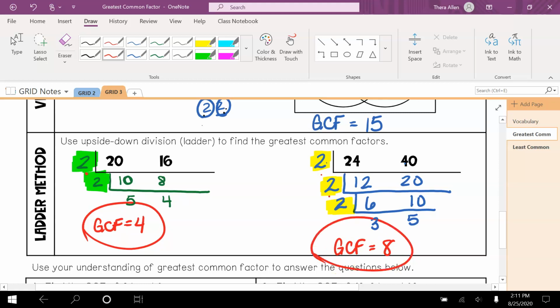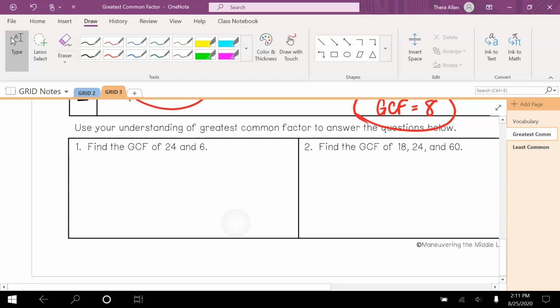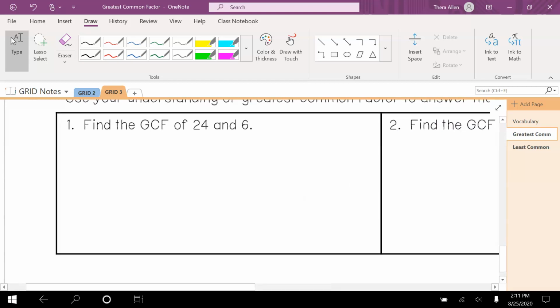And I just like that one because then I don't have to make the factor tree and then try to find the factors that they have in common. It's just all right there on the side of the ladder. Now we're going to solve a couple of problems on our own. First, we're going to find the greatest common factor of 24 and 6. And for this one, I will use the factor tree again.